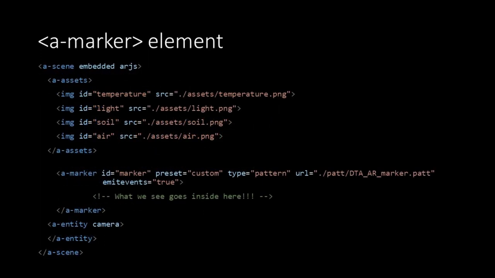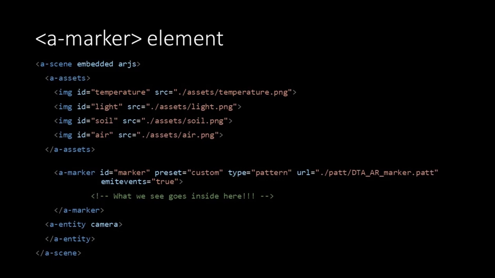Last, we add the marker element. Also, an opening and ending tag. And in the opening tag, we need to set some of the attributes. First of all, the ID. It's set to marker. So in JavaScript, we can get this element by its ID.